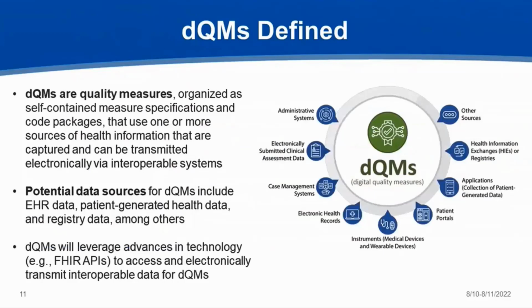Part of that has been thinking about what we actually mean when we say digital quality measures. It has the capacity to be a very high-level buzzword that means many things to many people, and an effort to be more precise about what we're actually talking about. We consider digital quality measures at present to refer to quality measures that operate as self-contained measure specifications, incorporating code packages that apply the measure logic to those specifications.